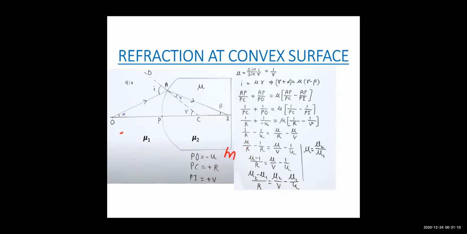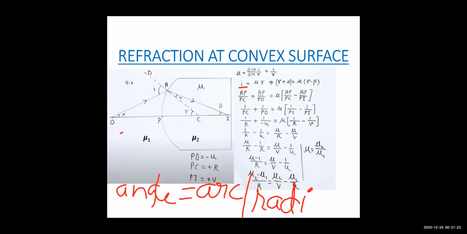So, children, here I, we know that angle can be written as arc upon radius. Angle is arc upon radius. Yes, children. So, if we want to substitute the value of angle I, this is one thing you have to remember, right? Let us consider this triangle.